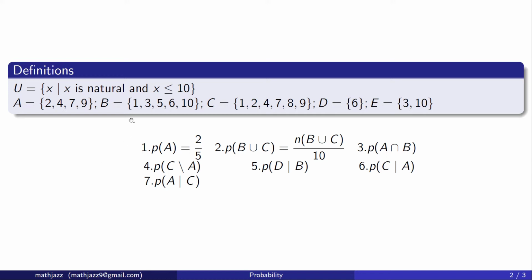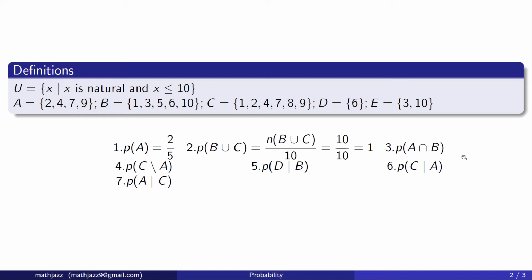Well, how many elements are in B or C? Well, we have 1, 2, 3, 4, 5, 6, 7, 8, 9, and 10. So all of them are in B union C. So we have that the probability of B union C is 10 over 10, which is 1. So no matter what number you're picking out of U, it will either be in B, or it will be in C, or it'll be in both.